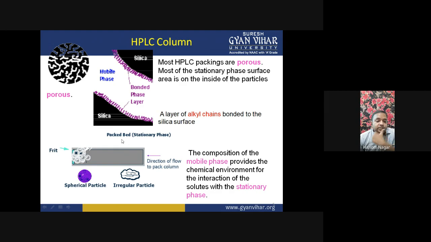And see, this is the packed bed of the stationary phase. This is a packed bed with the stationary phase. Spherical particles are there, and irregular particles are also there. This is the direction of flow through the column.